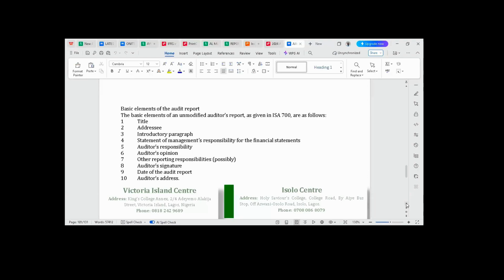So when you look at the typical audit report, what are those things that you need to look out for? What are those things that are contained in a typical audit report? Number one, the typical audit report will have what? A title. It must be that this is the audit report of ABC Limited.